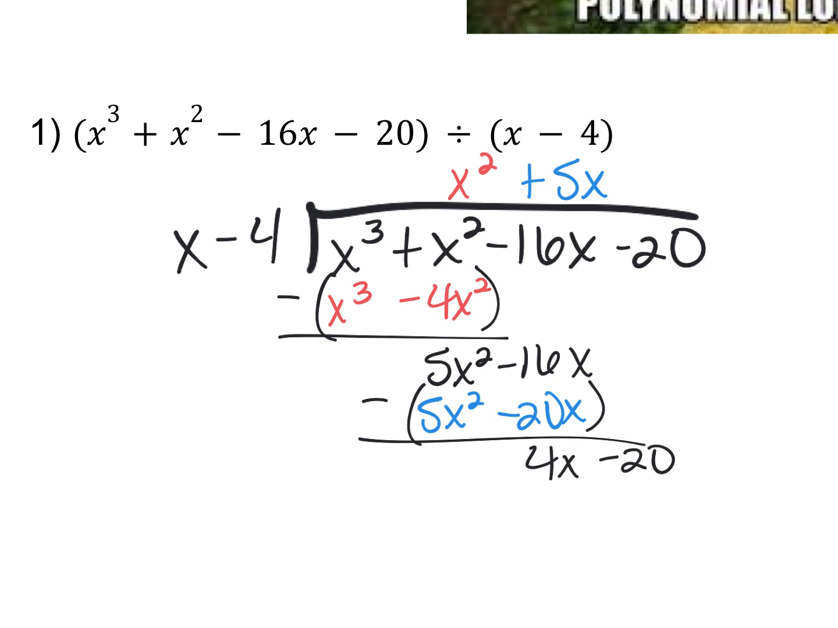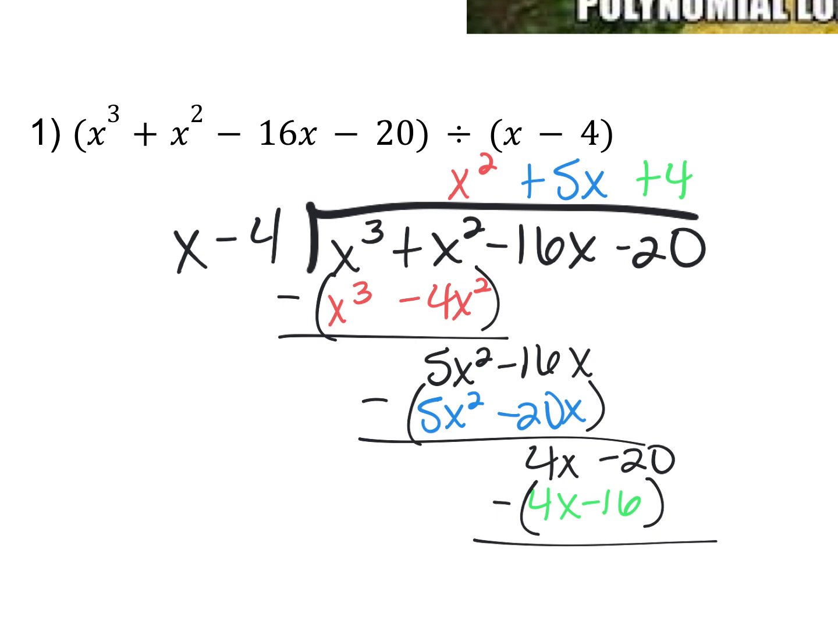All right, let's do it again. X times what gives you 4x? That would be positive 4. Multiply it back. So you would have 4x minus 16. And then go ahead and subtract it.